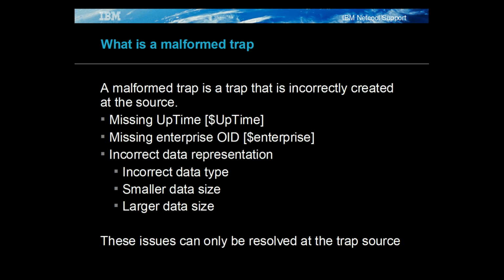A malformed trap is a trap that is incorrectly created at the source. SNMP v1 traps need the enterprise and uptime defined along with the trap data. Failure to define these requirements will result in a malformed trap. The other type of malformed trap is related to the data type and size. Malformed trap issues can only be resolved at the trap source.